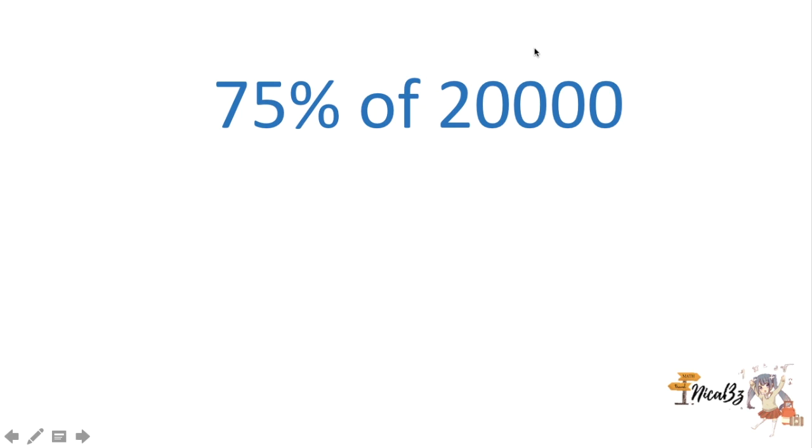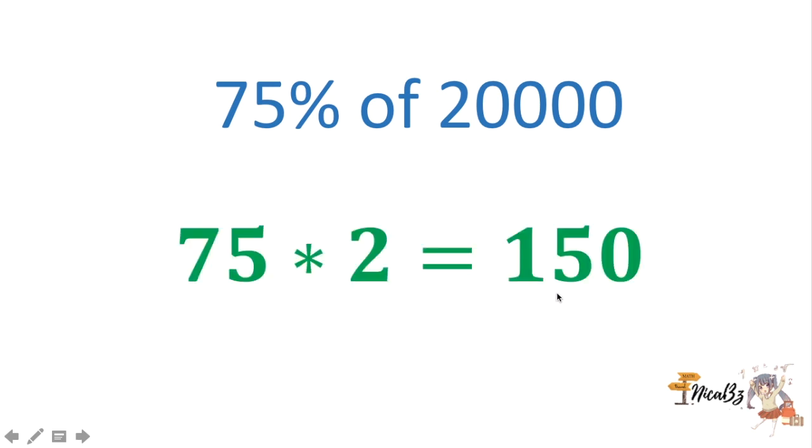Let's say 20,000. So for example, 75% of 20,000. So that's 75 times 2, which is 150. If you noticed, 150 is quite a small number to become 75% of the given. So what do we do? Well, in cases of answers that are too small or too big relative to the given, we simply move the decimal point either to the left or to the right until the answer gets close to the given.